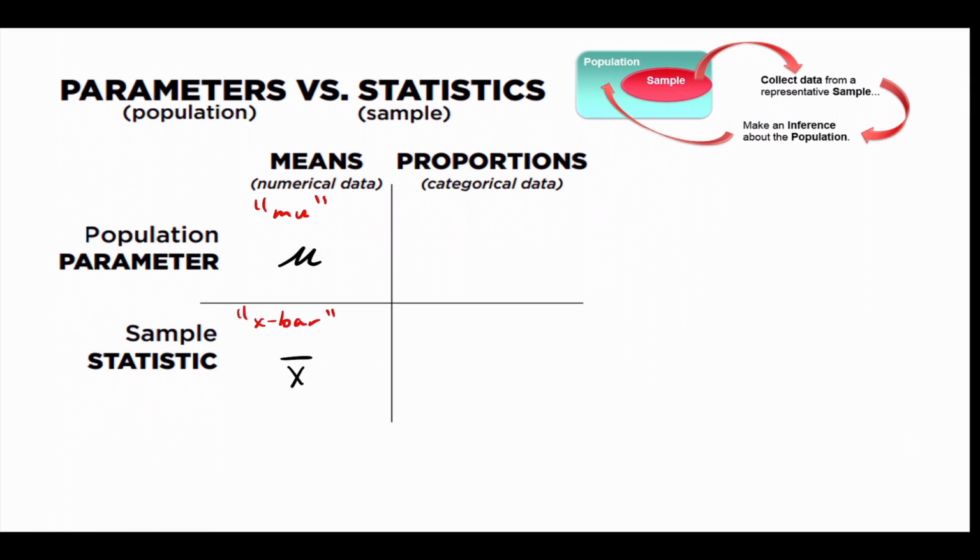X bar. You're going to see a lot of symbols. You've already seen a lot of symbols, but you're going to see even more this semester. And judging by the symbol, you will be able to tell if it's a sample or a parameter, if it's a mean or a proportion. So, proportions. What do we use for proportion? If it comes from the population, we just use the letter P. There's no fancy word for it. It's just lowercase p.